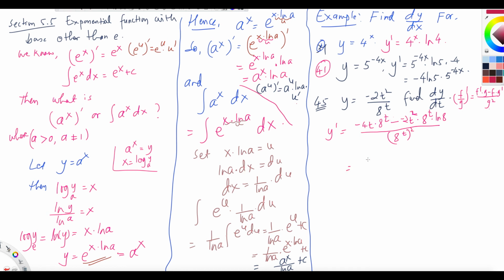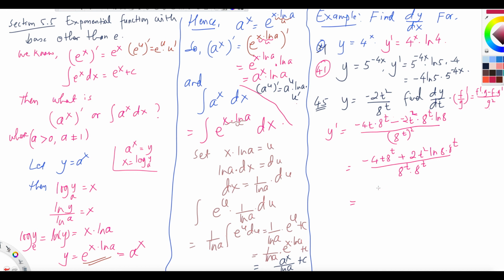How much is that? That is negative 4t times 8 to the t plus, because of the double negative there, 2t squared ln 8 times 8 to the t, right? We'll take 8 to the t out because that's common in the numerator, and the denominator is 8 to the t times 8 to the t, right? Why did I write that? Because I want to cancel one of those 8 to the t. So what do you get?